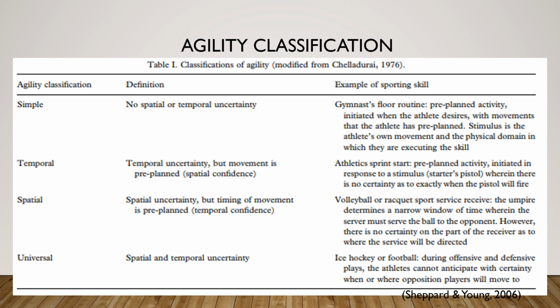And then finally, there is universal agility, and this is where there is spatial and temporal uncertainty. So there might be a movement of an opponent, for example, but an athlete can't anticipate where the opponent is going to move or when they're going to move. Whilst you might have an idea that a player is moving, they might look like they're going to move body position or change direction, there's absolutely no certainty as to when that change of direction will occur. So we can see that there's a lot more factors involved when we're talking about universal agility.